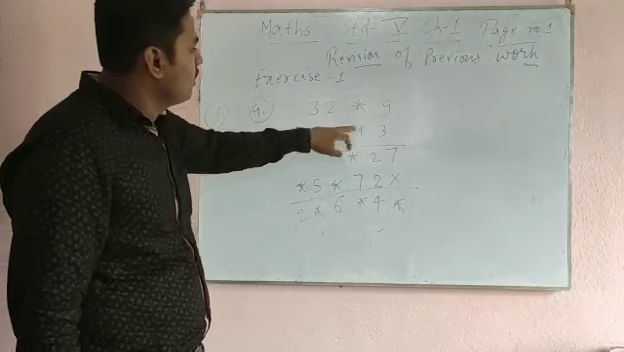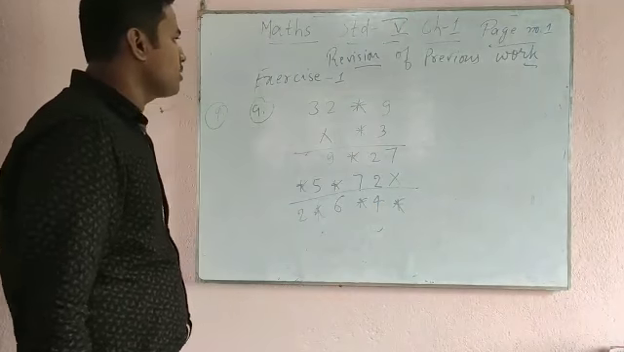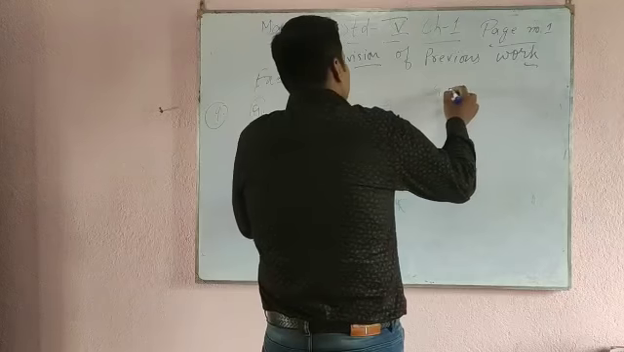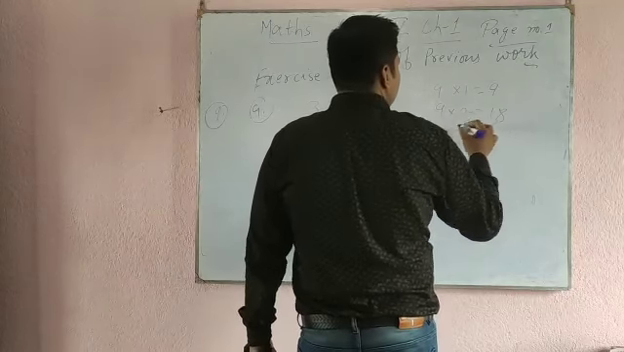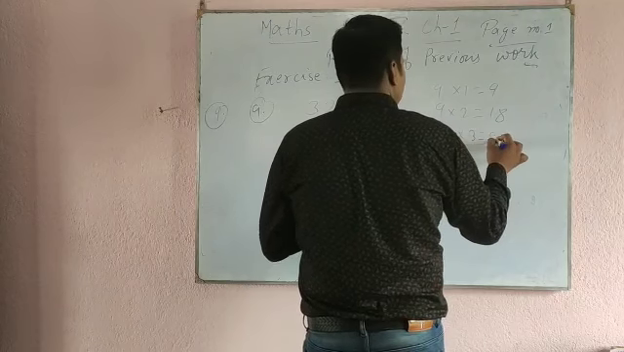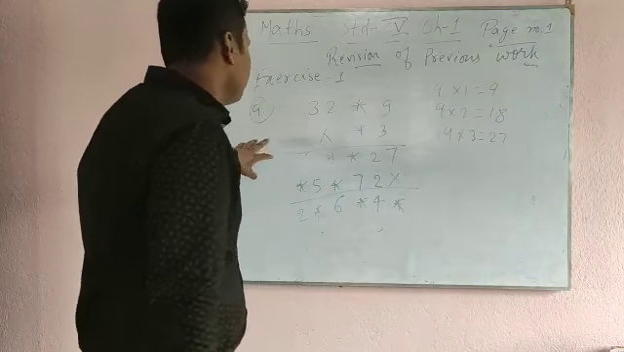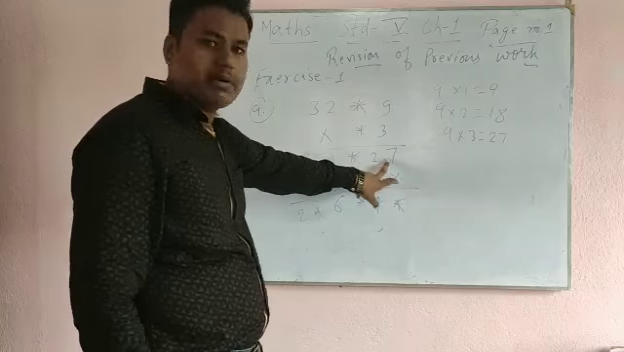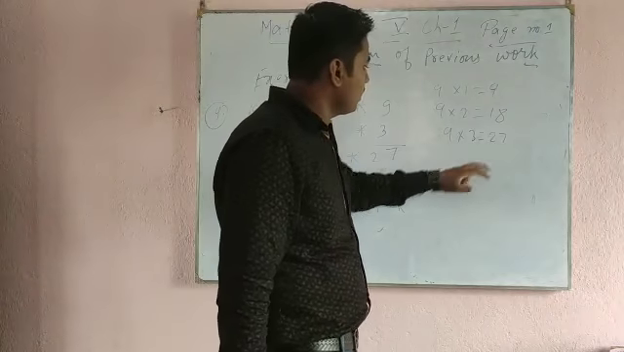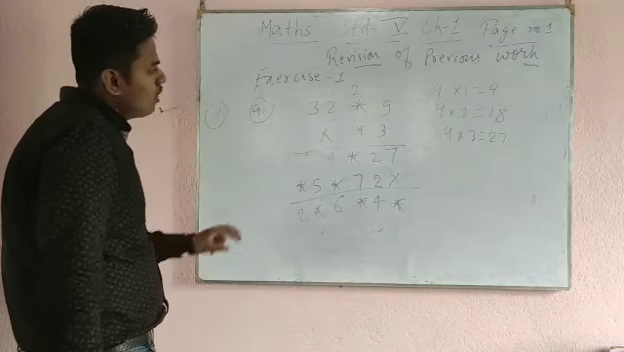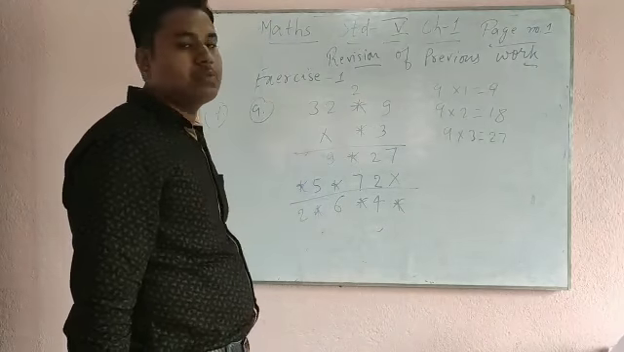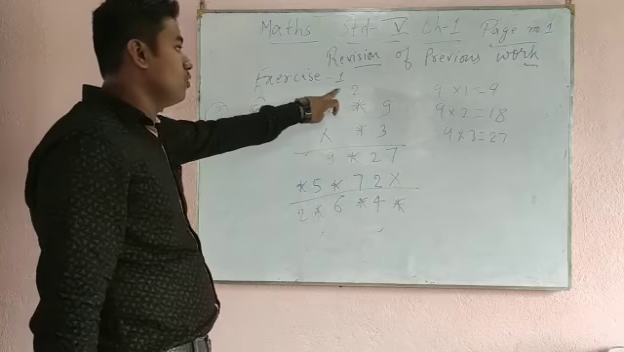Now see, 9 multiply 3 is 27. 9 times 1 is 9, 9 times 2 is 18, 9 times 3 is 27. So when you multiply, you will get 27, 7 here. Now what? Here carry 2 comes. So what number will you put here? You have to add 2 also.